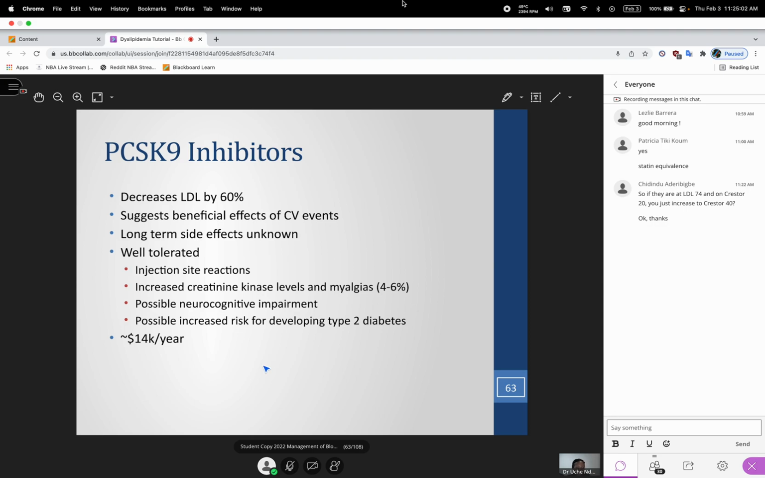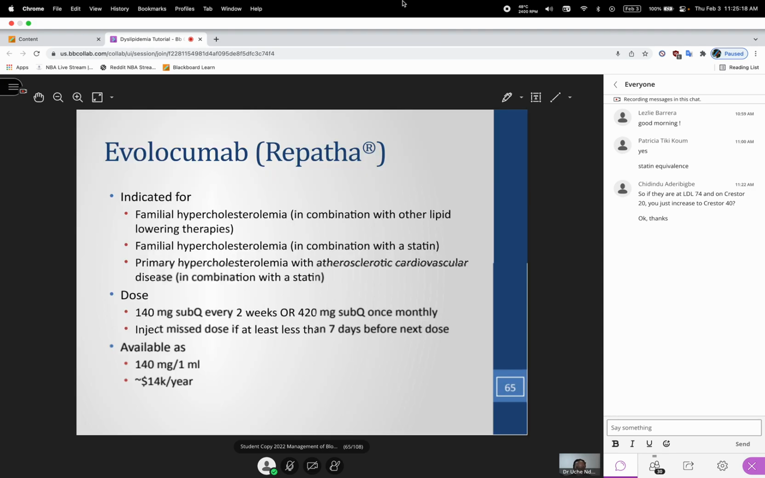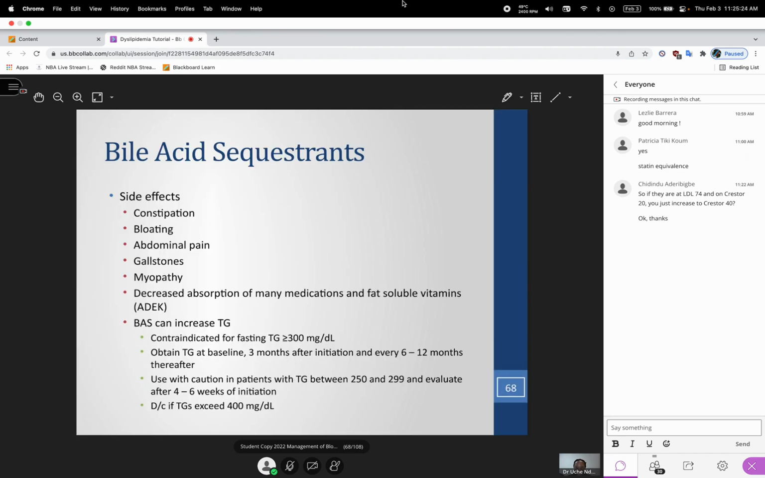So if a patient is on their maximally tolerated dose of a statin, we add on ezetimibe before we consider the PCSK9s, even though we know that the PCSK9s are more effective than ezetimibe, okay? You do need to know that these are injections. They're done every 2 weeks or once a month. You do need to know the brand and generic names for the PCSK9 inhibitors.